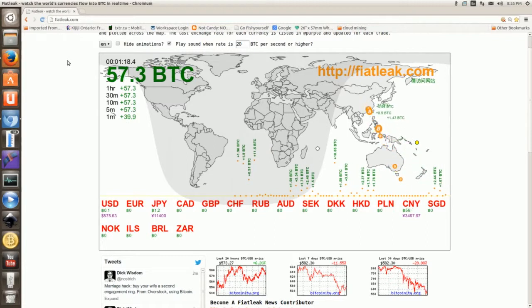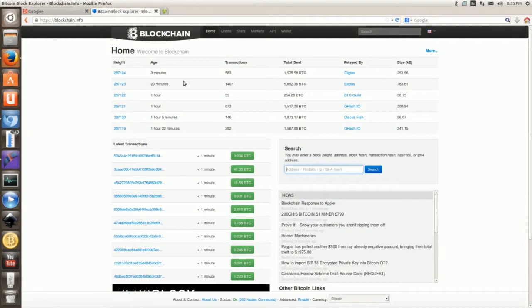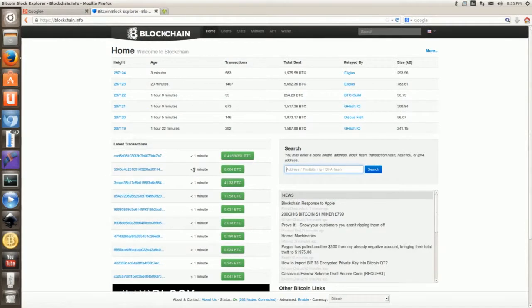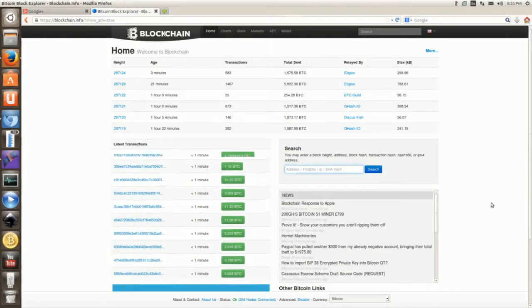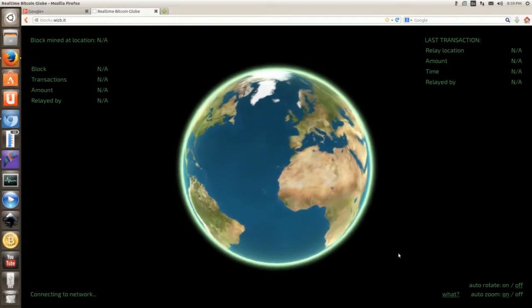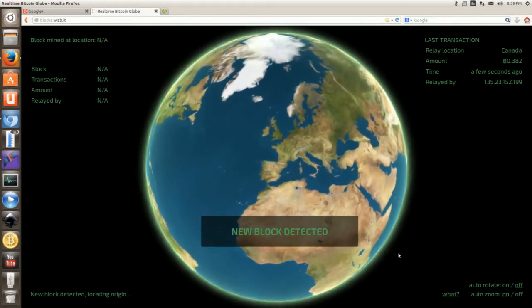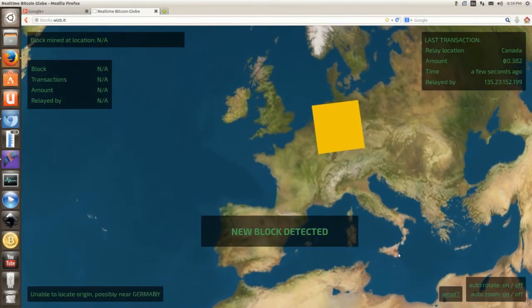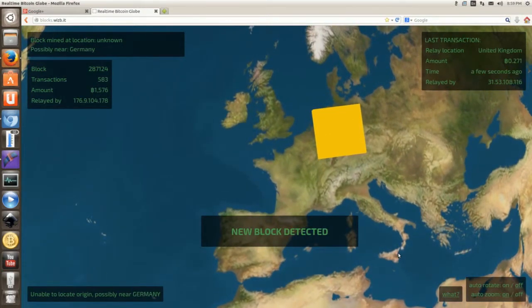The data on this site tends to concentrate on fiat currencies. The data on blockchain really likes to focus on exact transactions and nodes of Bitcoin itself, and a nice general overview over here. And cool, a new block detected. I mean, someone has solved one of the algorithms.